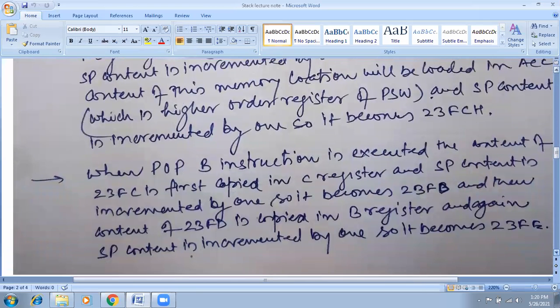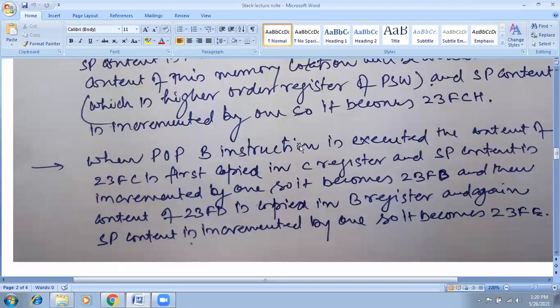Similarly, POP B instruction is executed. So first of all, whatever is the content of 23FC will be copied into the lower order register, that is the C register, and then the SP content is incremented by 1 so that it will become 23FD. And the content of 23FD is copied into the higher order register, that is B, and then the content of the stack pointer is incremented by 1 so that it will become 23FE.